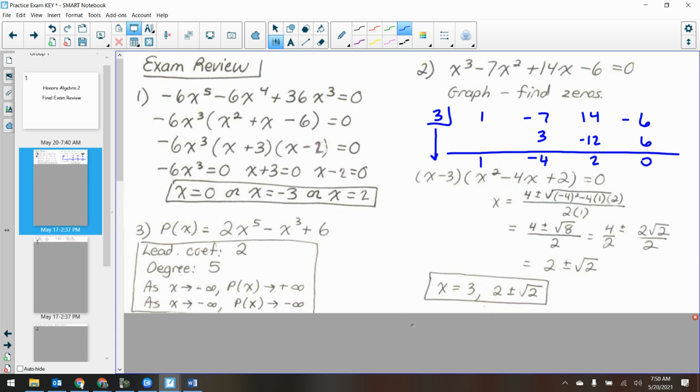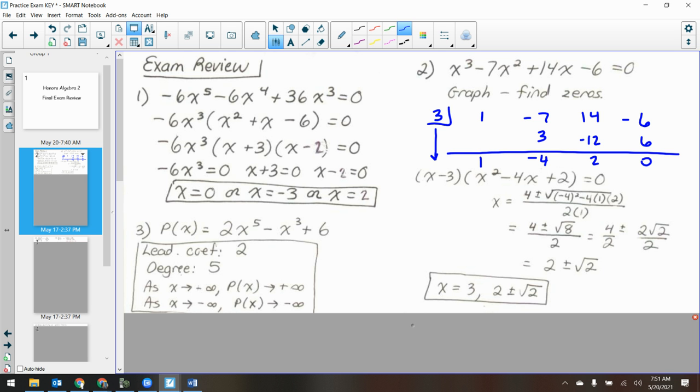So my roots are... make sure you reduce that down. The radical 8 becomes 2 radical 2, and you reduce the entire fraction. Divide each piece by 2, both the left side and the right side of the numerator. So therefore, we've got a 2 plus or minus radical 2. Honestly, that would have been a good one to complete the square.